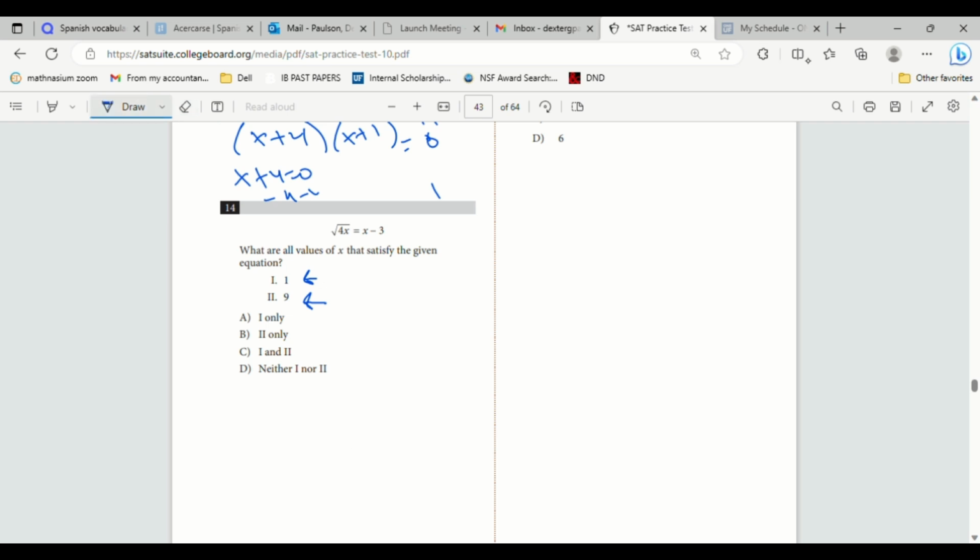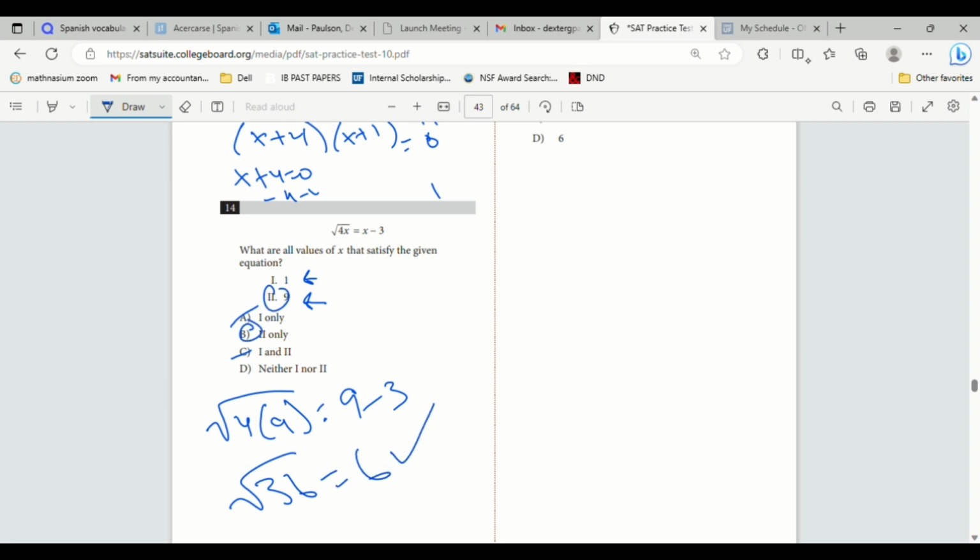So it's not A, C. Now let's test 9. The square root of 4 times 9 equals 9 minus 3. 4 times 9 is 36, equals 6, which is true, so it's 9 only, so 14 is B.